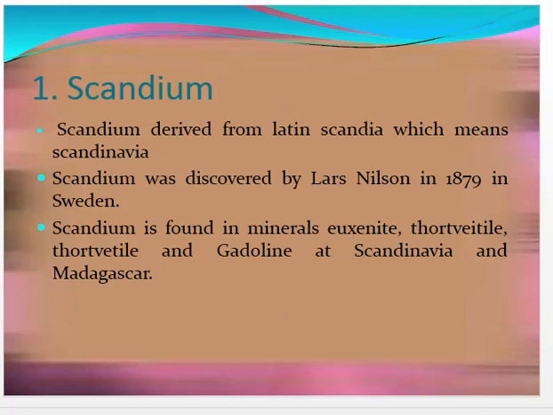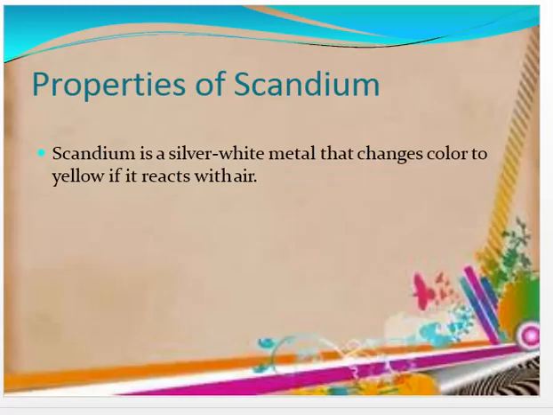Scandium is derived from the Latin Scandia, which means Scandinavia. Scandium was discovered by Lars Nilsson in 1879 in Sweden. Scandium is found in minerals such as thortveitite and gadolinite in Scandinavia and Madagascar. About the properties, scandium is a silver-white metal that changes color to yellow if it reacts with air.